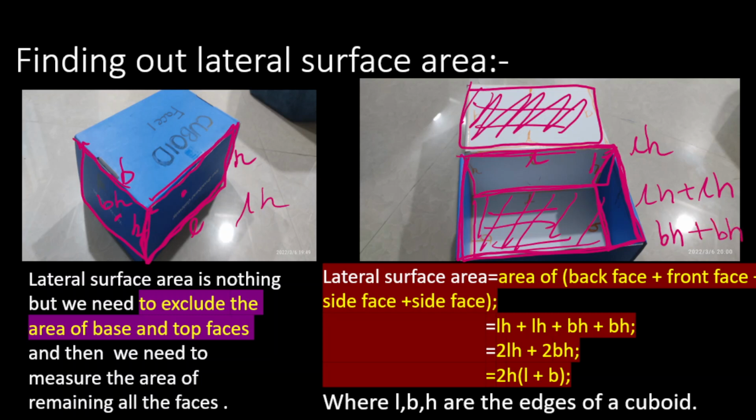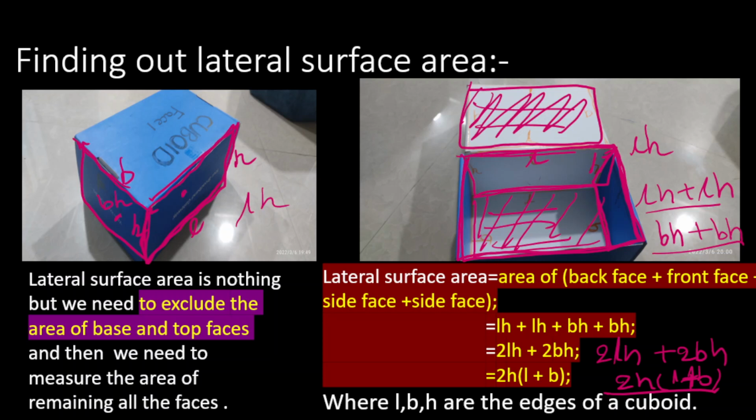Now we have LH plus LH becomes 2LH and BH plus BH becomes 2BH. Now let's take out 2H as common. Now the lateral surface area becomes 2H into L plus B, where L, B, H are the edges of the cuboid.